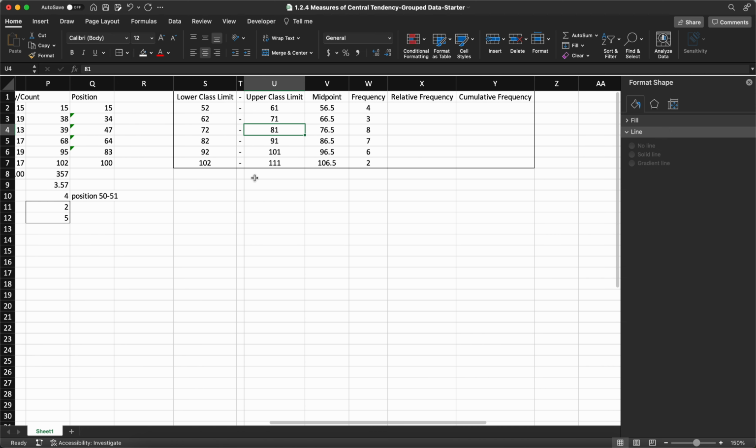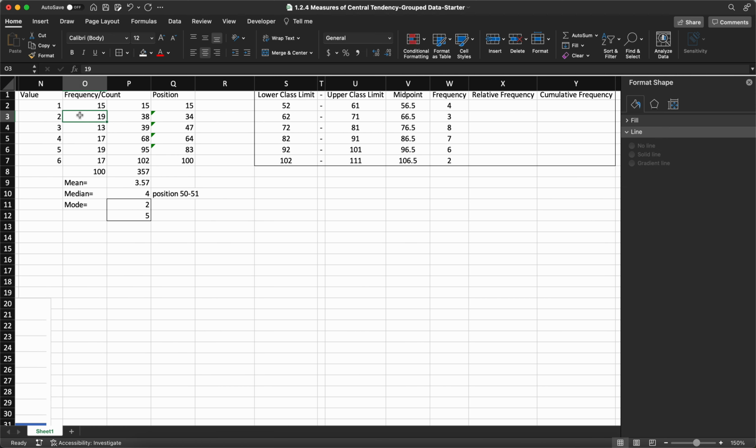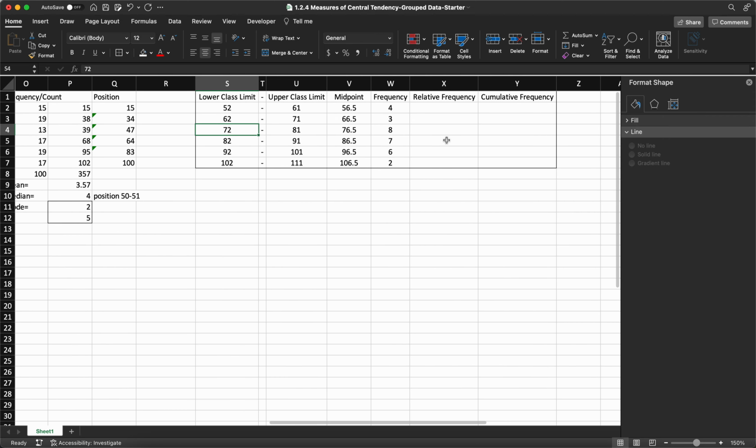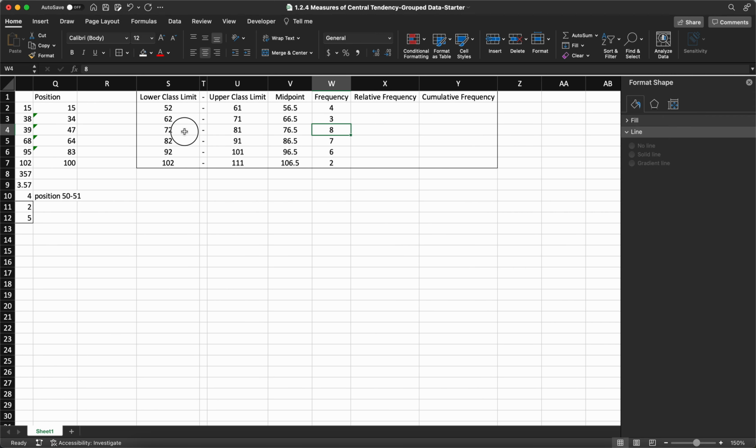The problem is, unlike the previous example where we knew that there were exactly 19 twos, all we know is that there are 8 values between 72 and 81, but we don't know what those values are. I could have 3 73s and 5 80s, or I could have 172, 173, 174, 175, and 4 78s. There's no knowing. We can't tell exactly what these 8 values are. All we know is that these 8 values are between 72 and 81.